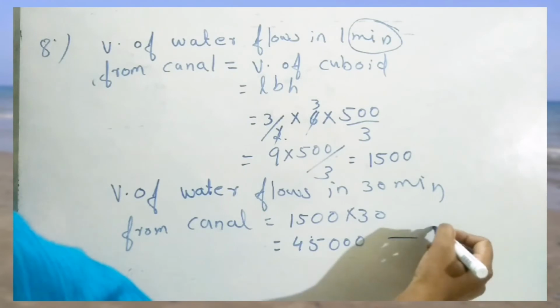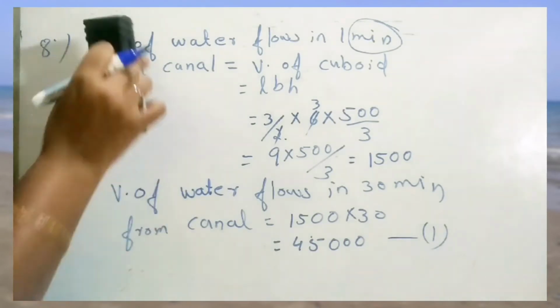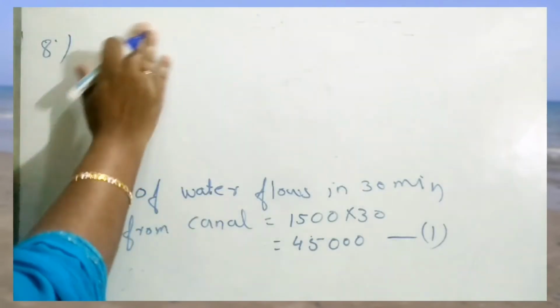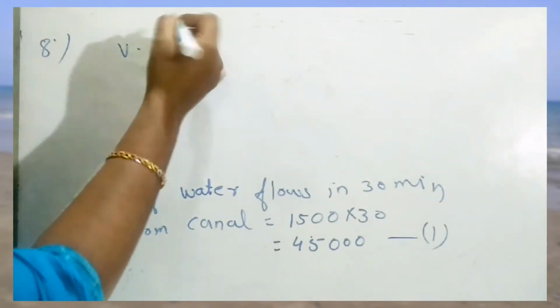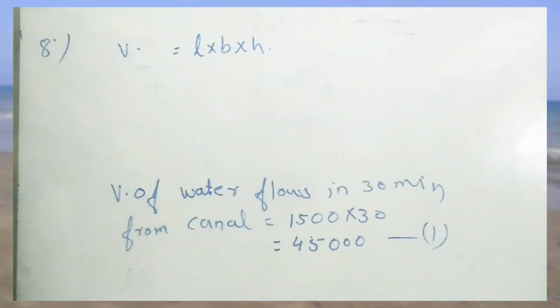Put it as equation number 1. Now the relation between area and volume. What is volume? Volume is length into breadth into height.